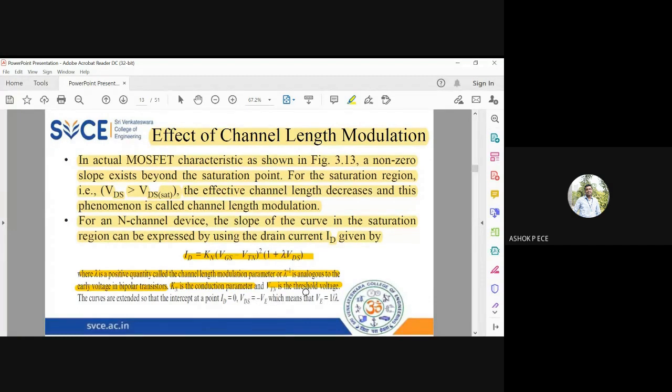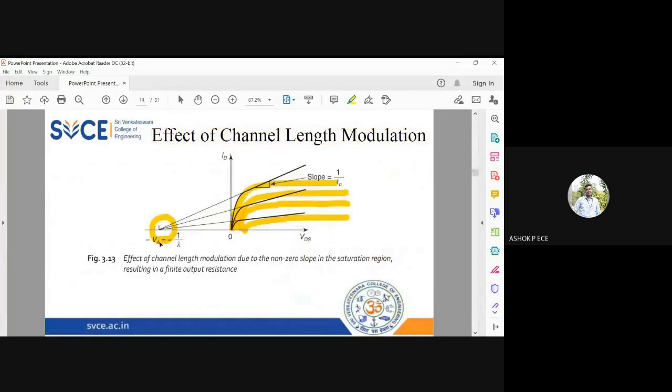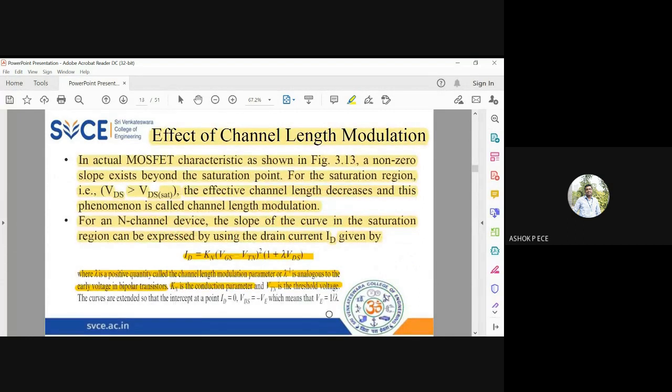VDS equal to minus VE. Here they have given VE, in the graph they have given VA. So don't think they are the same. There is a typographical mistake. So VE is going to be equal to 1 by lambda. Okay, and this value is going to be your VDS.